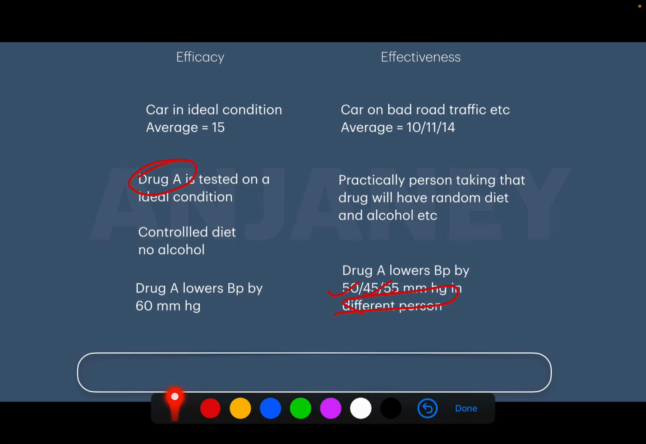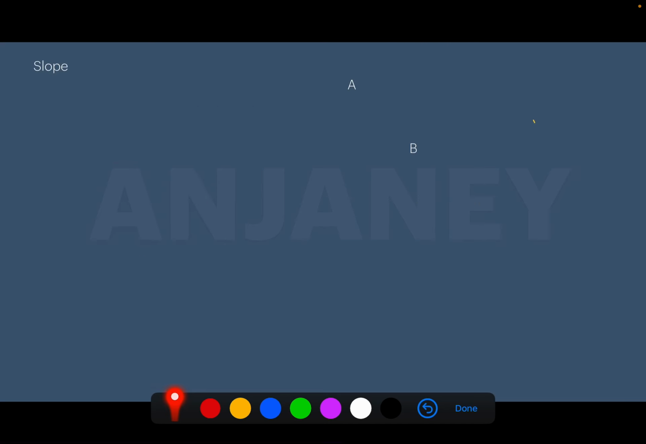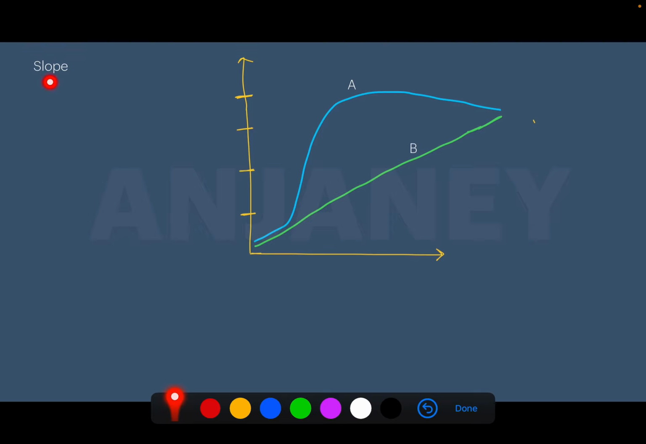Why? Because different persons are different. In the same way, here the traffic was different, like bad road, weather condition, so the average was different. Similarly, this drug's functioning will be different in different persons. So this is effectiveness. In the log DRC, the curve, we were measuring efficacy, not effectiveness. Only efficacy we were measuring. Done. So now let's understand the slope.